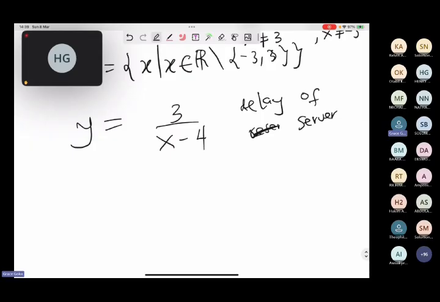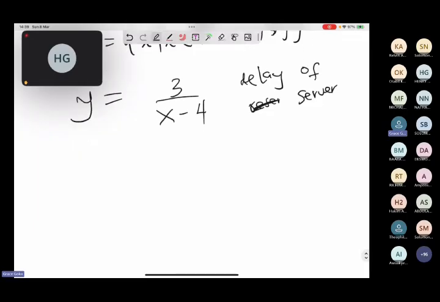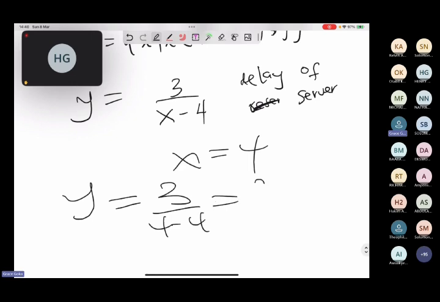And so if we have a function here that represents the delay of a server, the maximum capacity could be when x is equal to 4. When x is equal to 4, you're going to have y is equal to 3 divided by 4 minus 4, 3 divided by 0, and that is undefined, meaning you're going to get that system timeout, or you're going to get system overload.